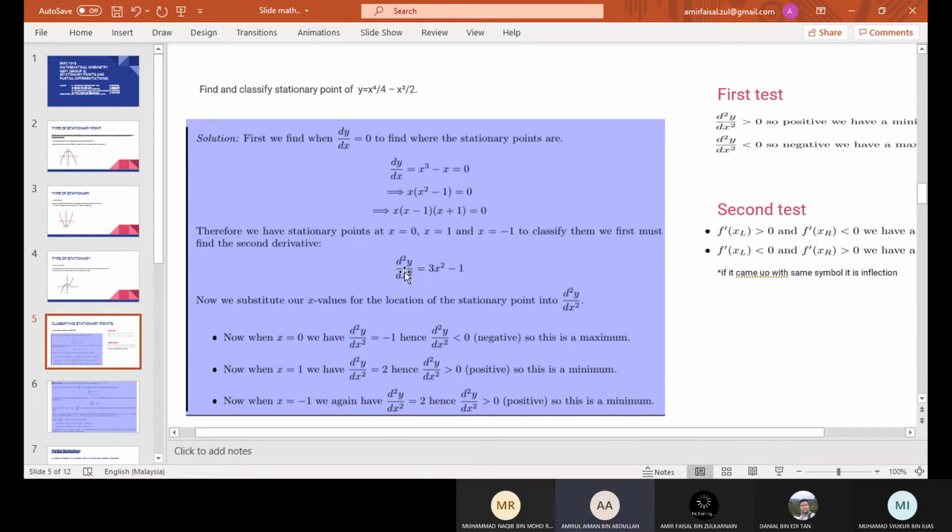Kita buat second derivative, kita akan dapat 3x kuasa 2 tolak 1. Kita masukkan nilai 0, 1 dan negatif 1 tu dekat second derivative ni. Dan nilai yang kita dapat tu akan menentukan point dia adalah maksimum atau minimum. Okay. Untuk contoh untuk second test ni, tengok soalan yang seterusnya, slide seterusnya.